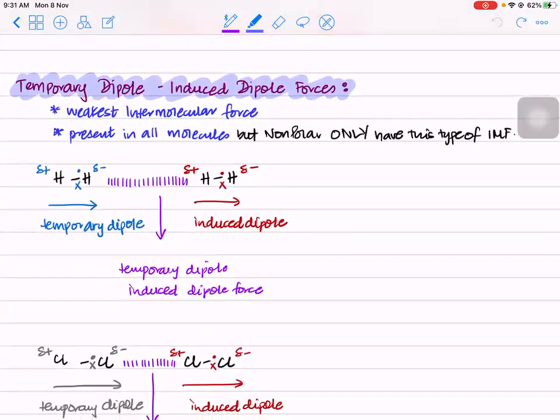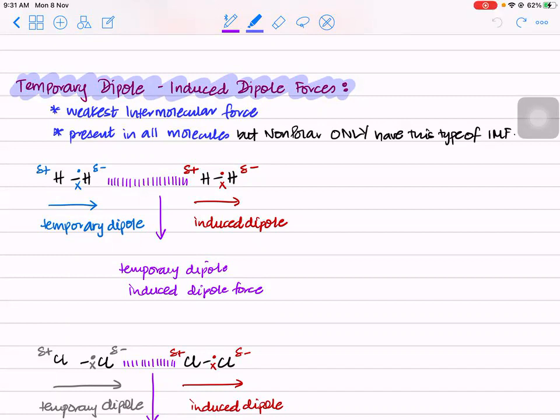We have the weakest of the intermolecular forces, which is the temporary dipole, induced dipole forces. These forces are found in all molecules, but non-polar molecules only have this type of force. Let's take an example of hydrogen with another hydrogen. Since the electronegativity of both the elements is the same, electrons tend to be in the middle, but electrons don't remain in a fixed position. They keep moving back and forth.